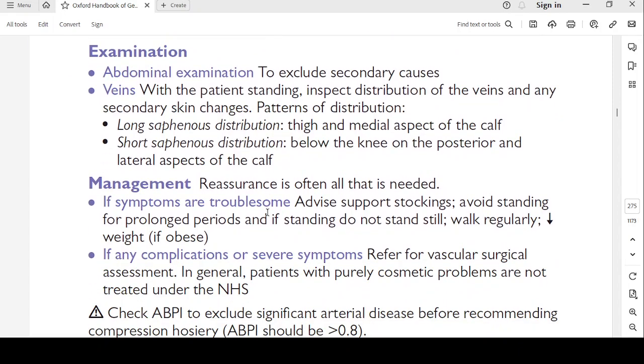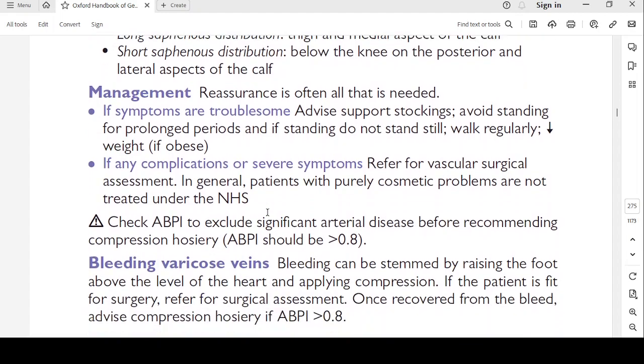Management. Reassurance is all that is needed. If symptoms are troublesome, advise support stockings. Avoid standing for prolonged periods. If standing, do not stand still. Walk regularly. Decrease the weight if obese. Any complications or symptoms, refer for vascular surgical assessment.